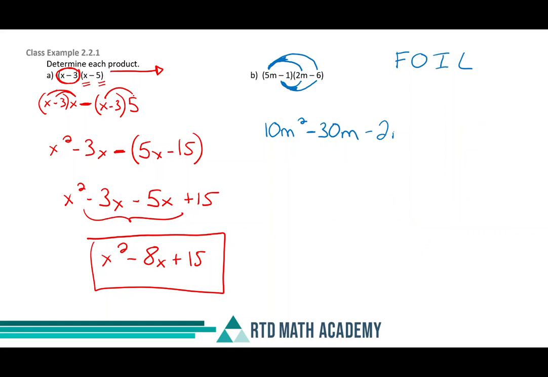And I have an m left over. Then I have negative 1 times negative 6, which turns into a positive 6. I'm going to collect the like terms again. So I get 10m squared, negative 30m minus 2m is negative 32m, and then I add 6.